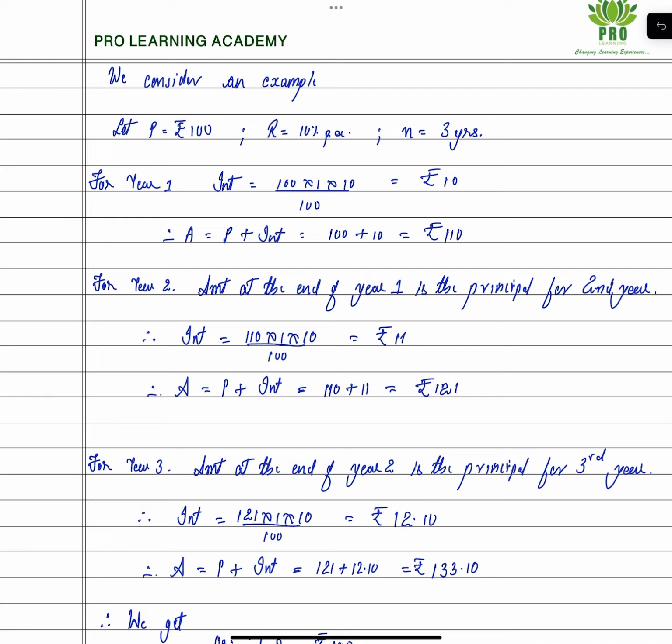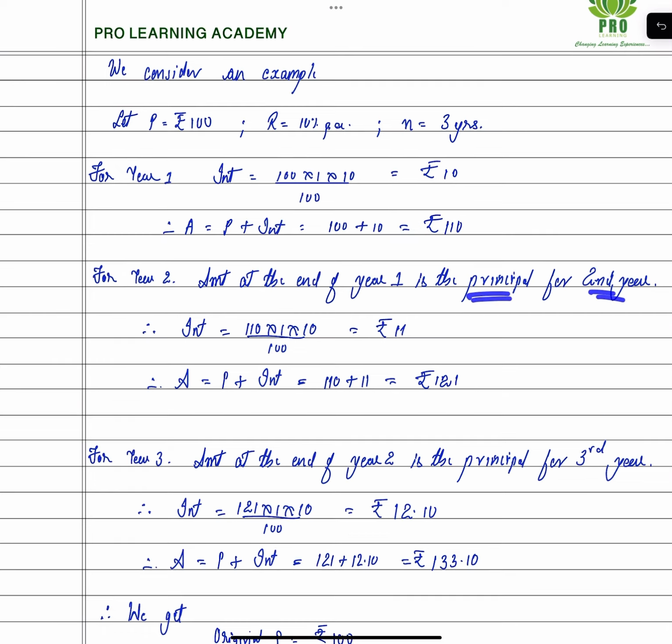So first year, 10% of 100 becomes a simple 10 rupees. So 10 gets added to 100, it becomes 110. 110 is the amount at the end of the first year, which will eventually become the principal for the second year. So my interest for second year will be 110 times 1 times 10 over 100. So this becomes 11 rupees, which means 110 rupees will grow by 11 rupees in the second year. So eventually it amounts to 121 rupees.